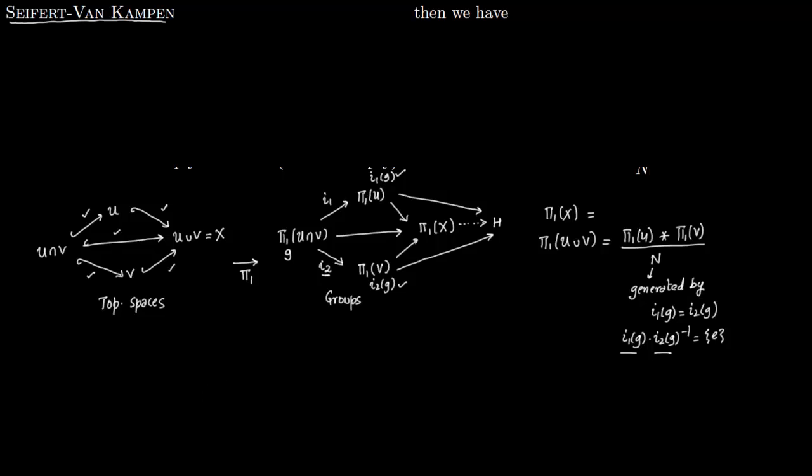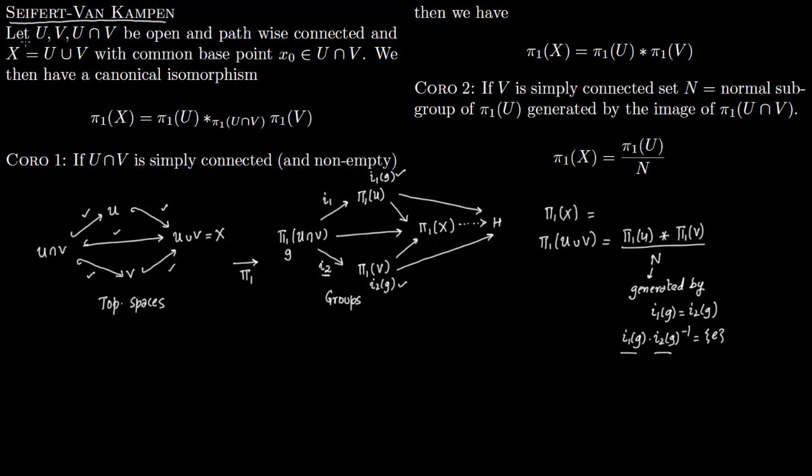So this is it. So let us go through the statement. Let U and V be open and pathwise connected sets, and X is covered by these two sets U and V. You have a common base point x0 which lies in U intersection V. Then we have a canonical isomorphism: pi1X is equal to pi1U amalgamated with pi1V. This amalgamation is nothing but pi1U star pi1V modulo N, where N is generated by elements like this. So this is precisely what amalgamation means. We will see this in action in a bit.